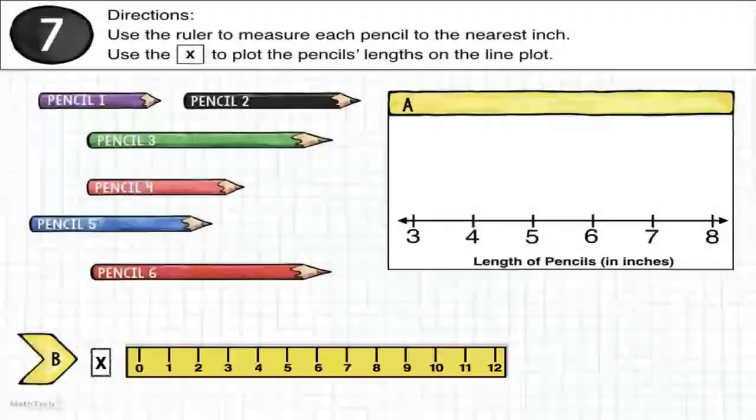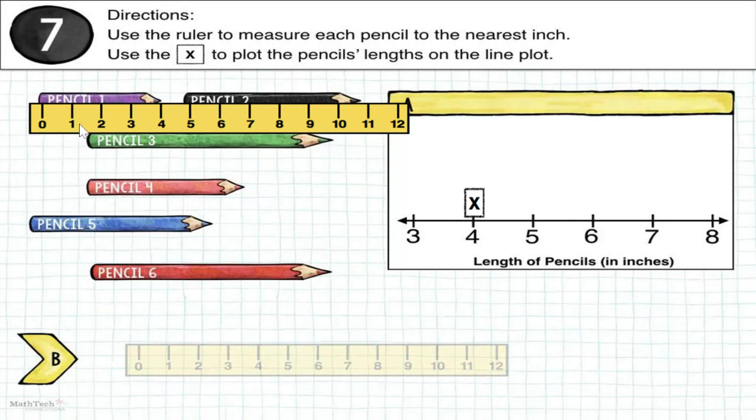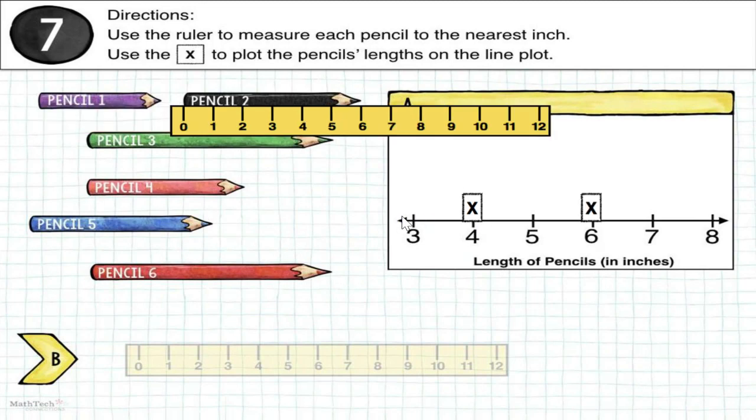Now, let's finish up our learning target by applying what we just learned. We're going to use the ruler to measure each pencil to the nearest inch. And then we're going to use X's to plot the pencil's lengths on the line plot. So we're going to use this ruler. So let's measure the first one. And let's see, we need to move that back just a little tiny bit, but it's still going to have the same measurement of 4 inches. So you're going to see that I placed an X on the 4-inch mark. Pencil number 2, you can see the edge of the pencil isn't at the end of the ruler, but at the 0. And it's almost at 6.